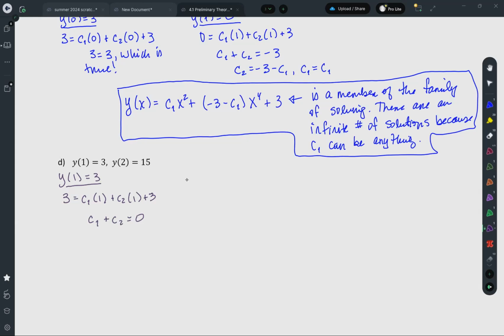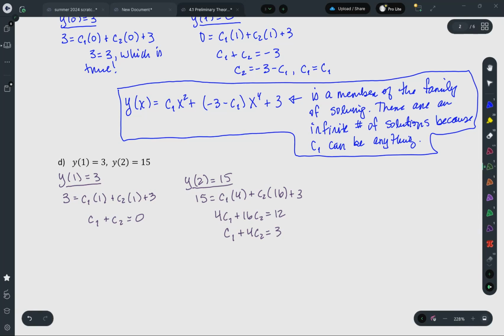Okay. In y of 2 is equal to 15, I get 15 is equal to C1 times 4 plus C2 times 2, 4, 8, 16 plus 3. So this tells me 4C1 plus 16C2 is equal to 12. If I divide everything by 4, this also means C1 plus 4C2 is equal to 3. Okay, great. I have a system of equations.